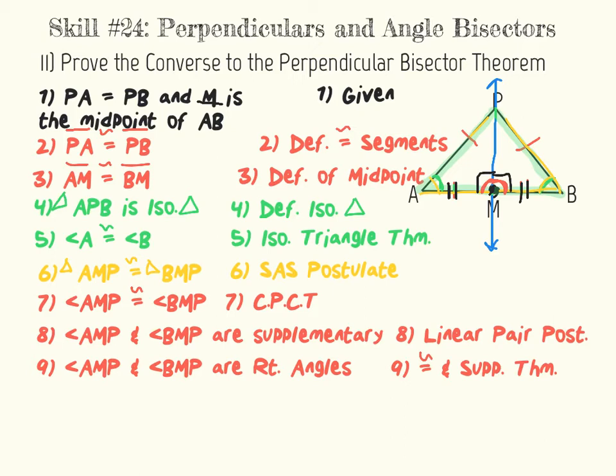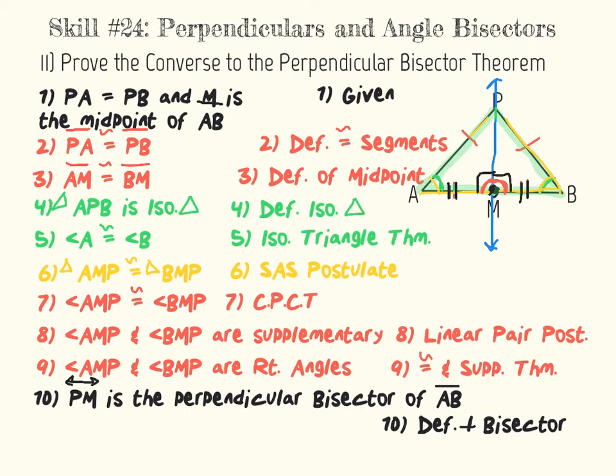So that wraps up our proof. Say PM is the perpendicular bisector of segment AB by the definition of perpendicular bisector. And that's it. We're done.